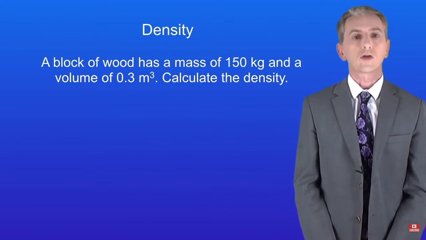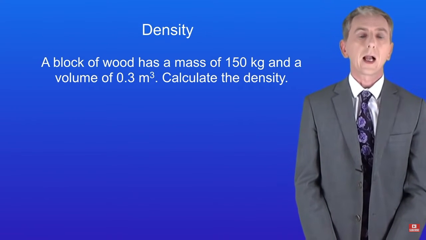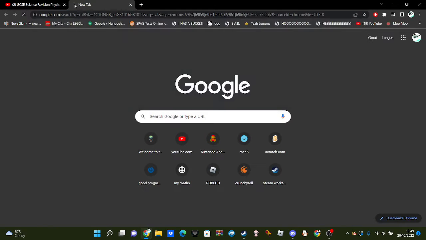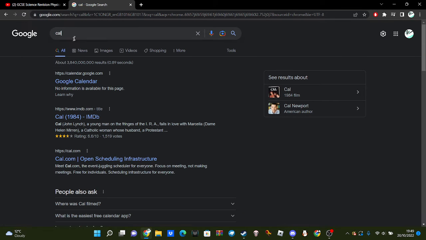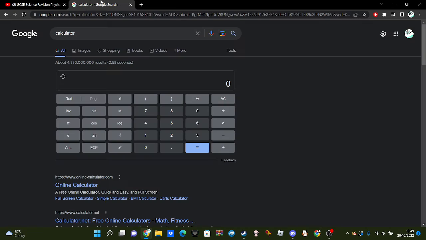Here's a question for you to try. A block of wood has a mass of 150 kilograms and a volume of 0.3 meters cubed. Calculate the density. Let's get a calculator up. So it's 150 divided by 0.3.